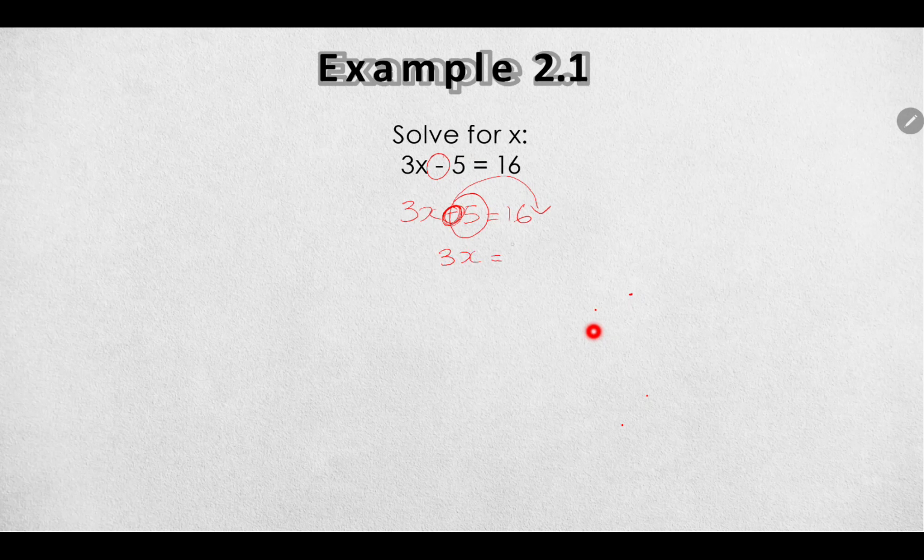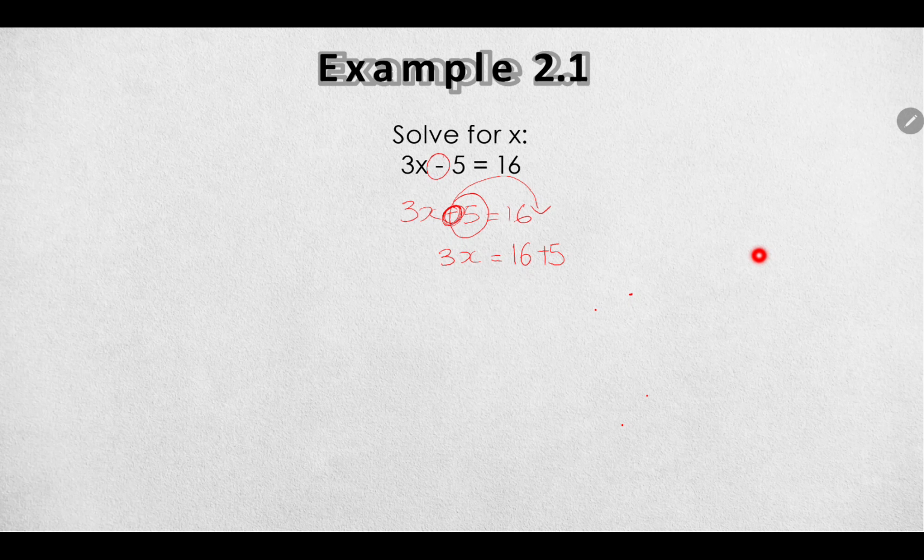3x and move the negative 5 to the other side. 16 take away 5. Not take away, you're adding it. What's the opposite of take away? You're adding it. And make sure you be careful with mistakes with these equations. Sometimes you can get easily mistaken with the order of operations.